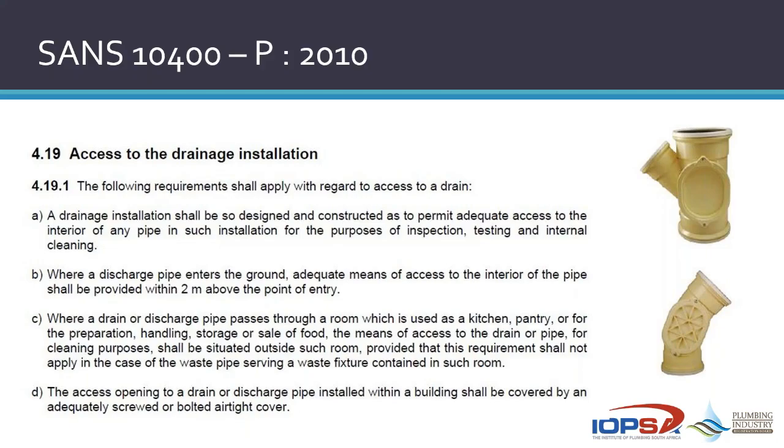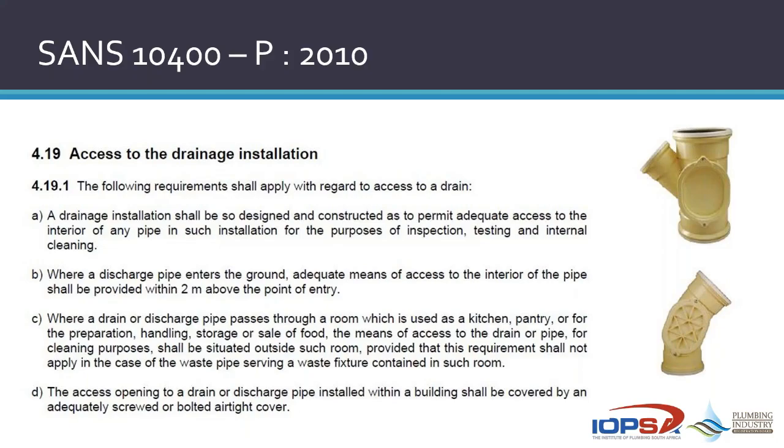The inspection and testing, obviously, while the job is on the go, but once it's handed over to the owner, you do not want the guys doing the maintenance coming in there, digging up a yard like a dog looking for a spot to bury a bone. These things should be accessible. They should be indicated. Where a discharge pipe enters the ground, adequate means of access to the interior shall be provided within 2 meters above the point of entry.